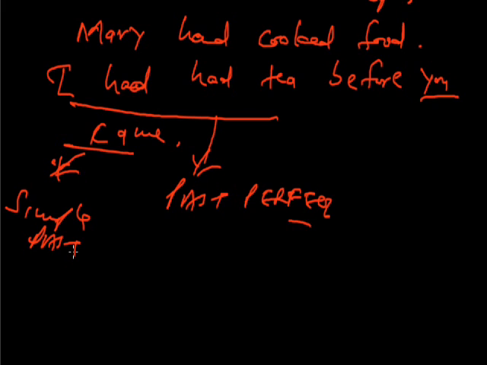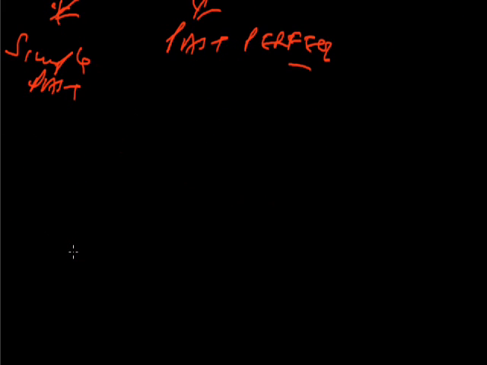Now we use the past perfect tense in the sentence which happened first, and we use the simple past tense for what followed. Clear? So I had tea before you came. What happened first? I had tea, and then you came. So whatever happens first will be in the past perfect tense, and whatever happens after it will be in the simple past tense. Let me give you one more example, and that will make things easier further.